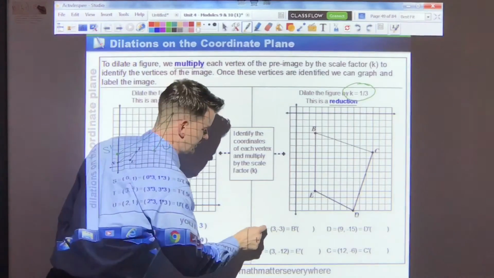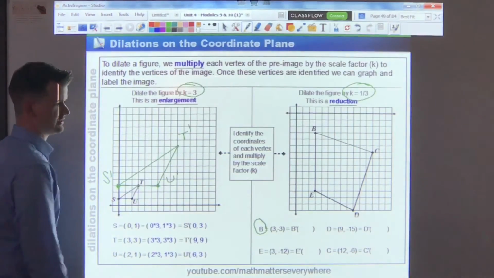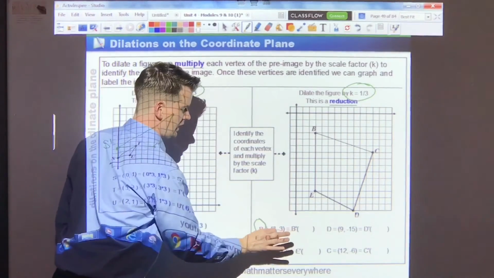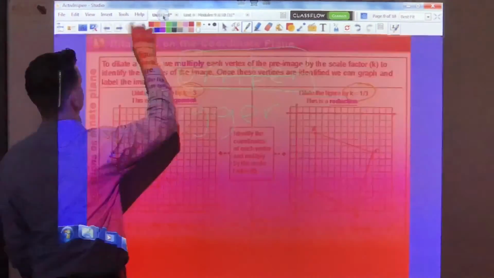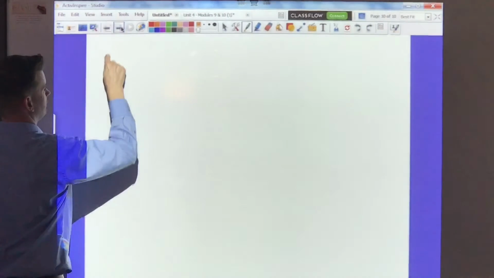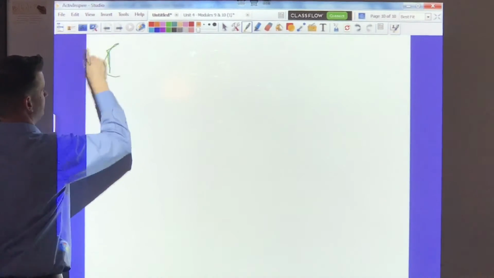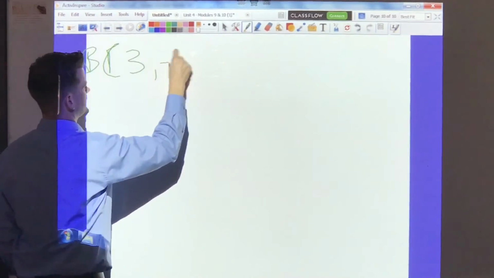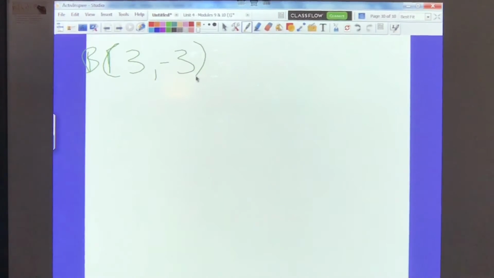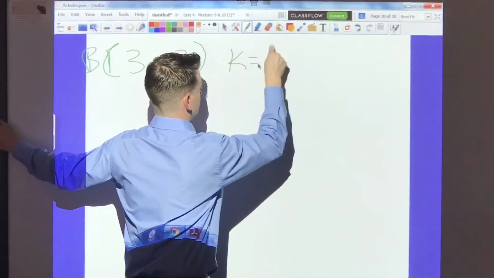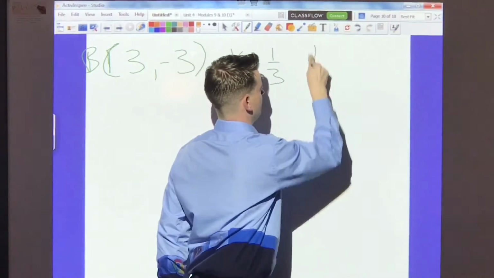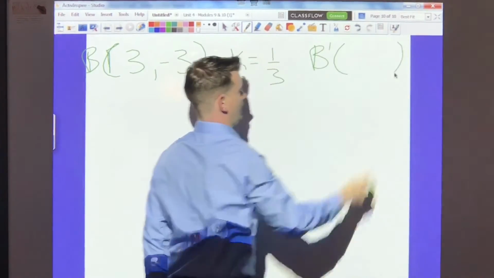So we're going to work with B. Identify the coordinates for B at 3, -3. So let's go here. This is B, and this is 3, -3. For right now, I just want you to pay attention. You can write it down in a second. So my scale factor is 1/3, and I'm trying to identify B prime.